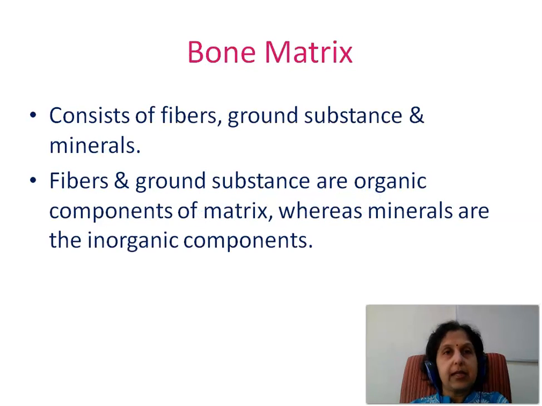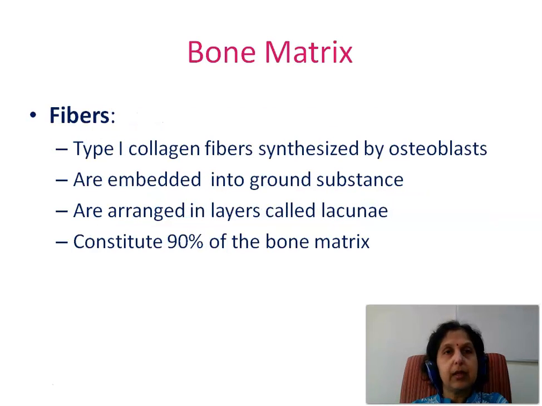Bone matrix. This consists of fibers, ground substance, and minerals. Fibers and ground substance are organic components of the matrix, whereas minerals are the inorganic components. Fibers seen here are type 1 collagen fibers synthesized by osteoblast cells. The fibers are embedded into the ground substance and are arranged in layers called lamellae, and constitute 90% of the bone matrix.